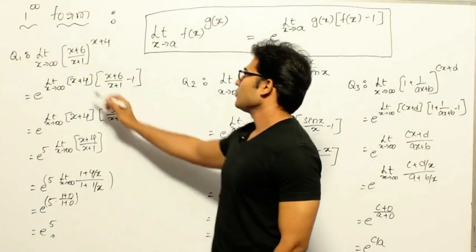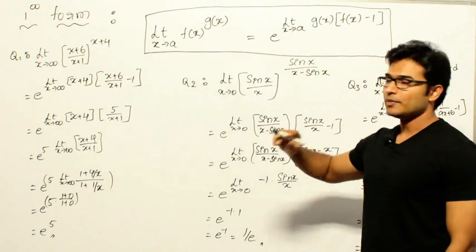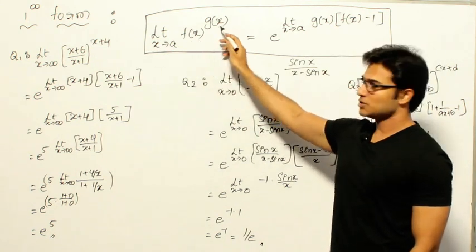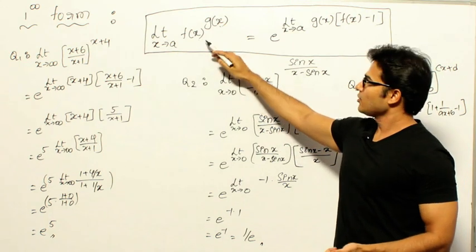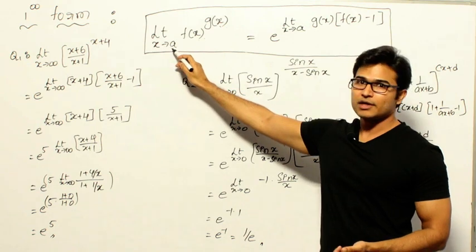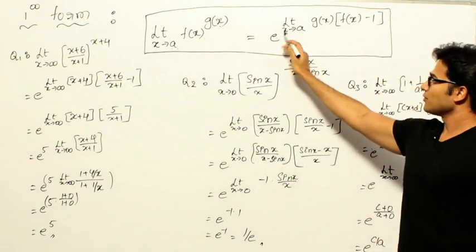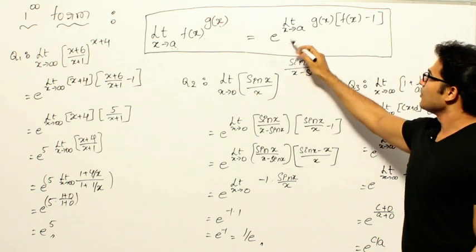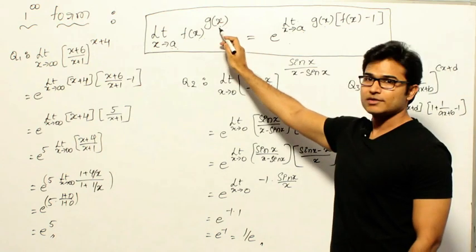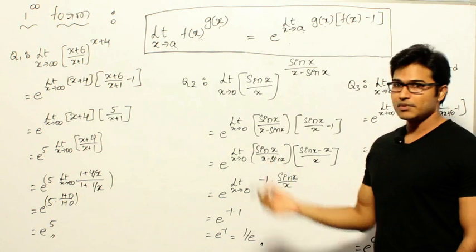Now whenever you get 1 power infinity form, then you can use this formula. Limit x tends to infinity, if there is a function f of x raised to the power of g of x, and you are getting 1 power infinity when you substitute a value of a in place of x, then you can directly use this formula. The formula is e power limit x tends to a, g of x into f of x minus 1. Okay, with examples it will be clear.